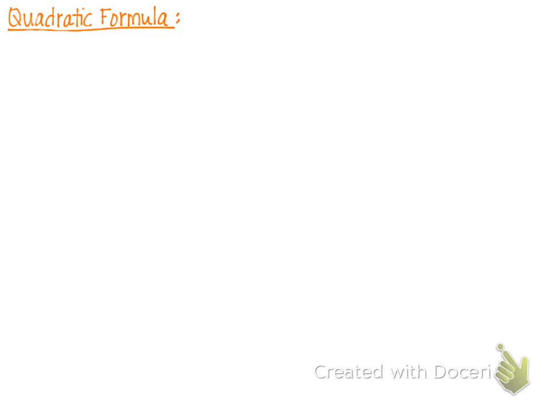So given a quadratic function where we have ax squared plus bx plus c, which is our standard form for a quadratic, we're going to extract the a, b, and c from our formula, and we're going to plug it into our quadratic formula. So our quadratic formula is negative b plus or minus the square root of b squared minus 4ac, all over 2 times a.